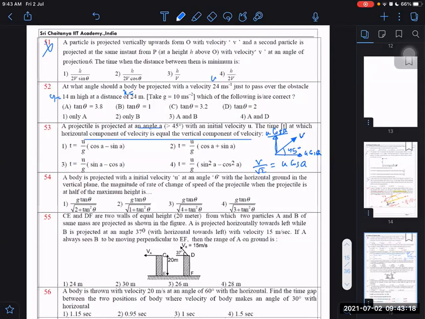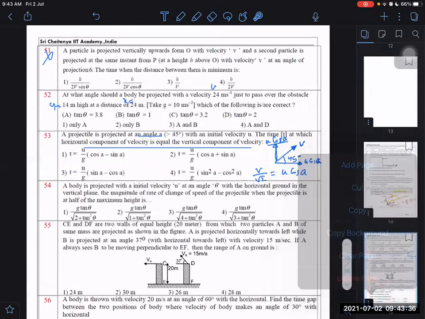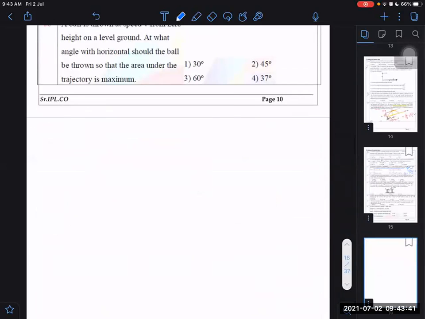What is the time taken then? Time taken we can get by using the equation along the vertical direction. Are you understanding why vertical is U cos A? Because horizontal is U cos A. Horizontal will remain the same at any instant of time. That will always be equal. But here vertical and horizontal are equal, so here vertical will also become U cos A.